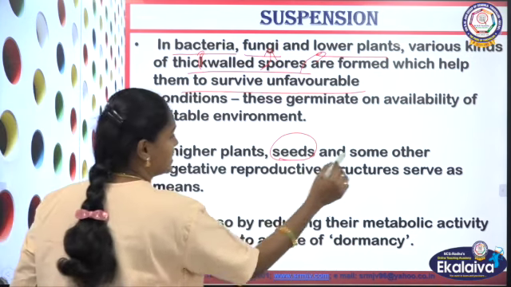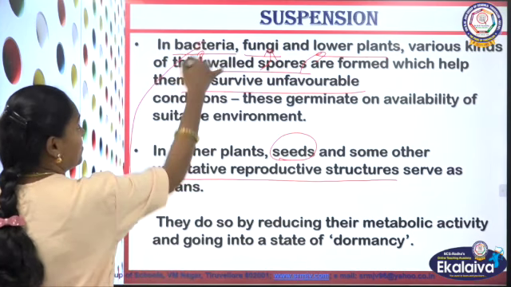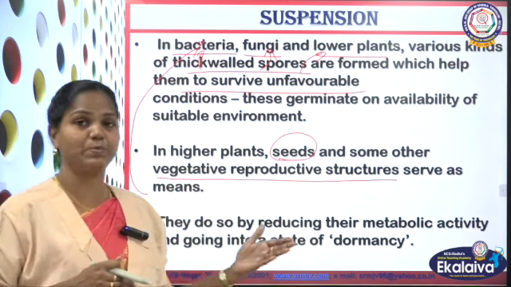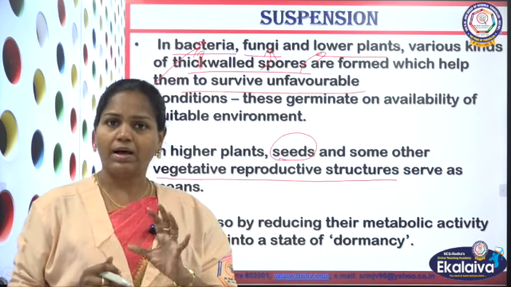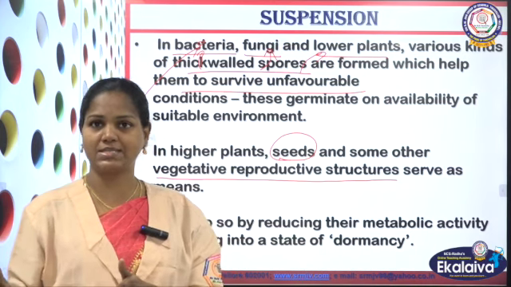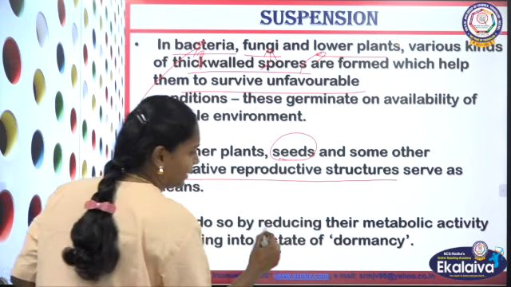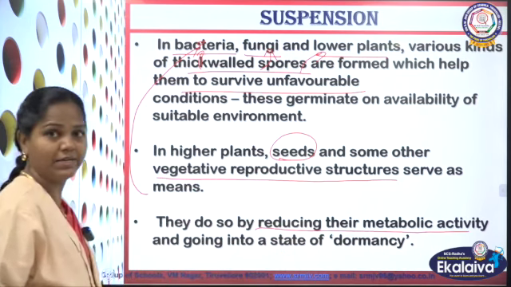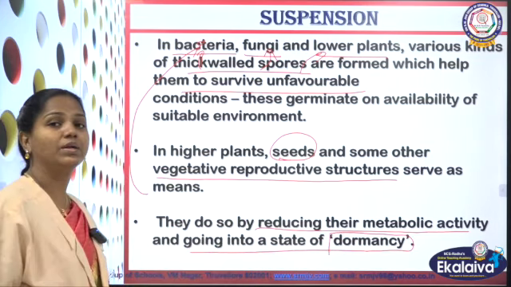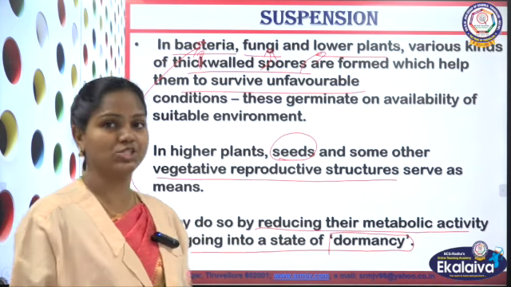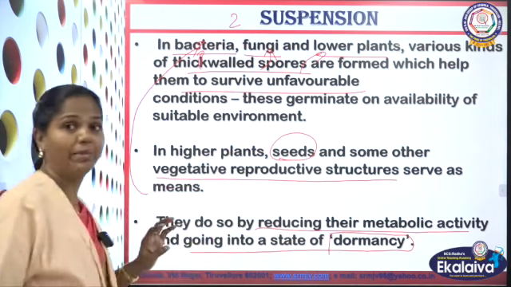So, in a higher plant, seeds and some other vegetative reproductive structures serve the same purpose. The condition is not favorable, so they stop their normal life activities, they are going into a resting stage, that is called suspension. They do so by reducing their metabolic activities, I told you, and going into a state of dormancy. What is dormancy? A resting stage. So, this is called suspension, the second method, next to migration.